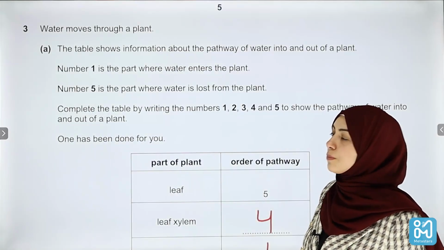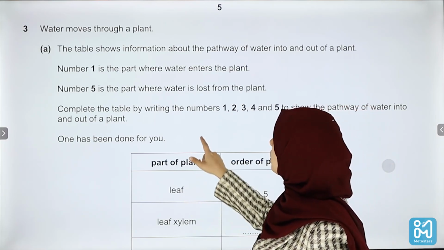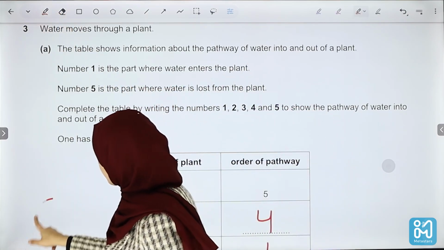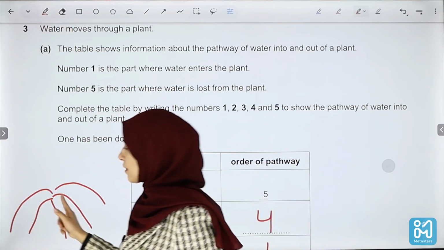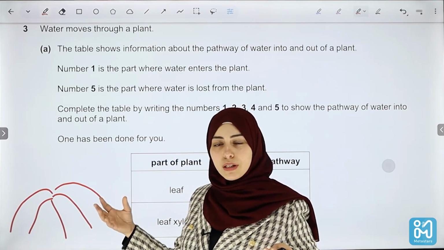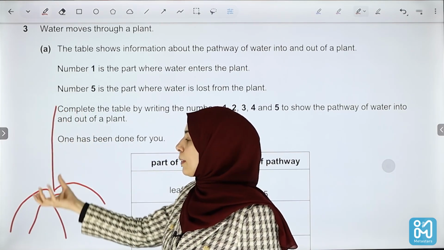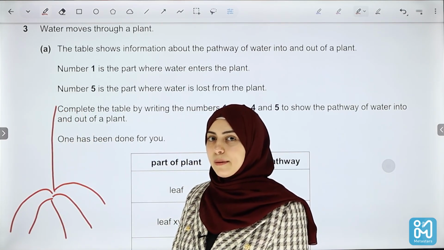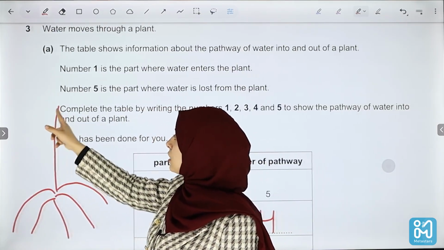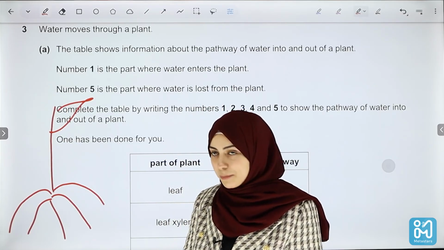So now, question number 3 in paper 2, April 2023. The table shows information about the pathway of water into and out of the plant. Remember, the plant will take the water and the minerals it needs through the root hair cell, which has a very large surface area to absorb more and more water. Then this water will travel through a plant tissue called the xylem, then to the leaf stem, and then to the leaves. Where in the leaves? In something called stomata, right?